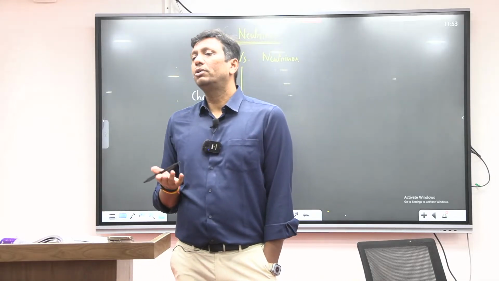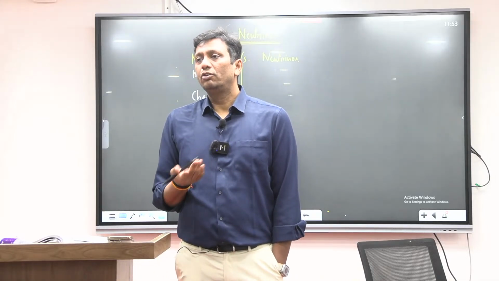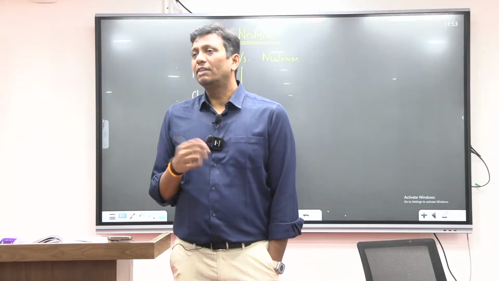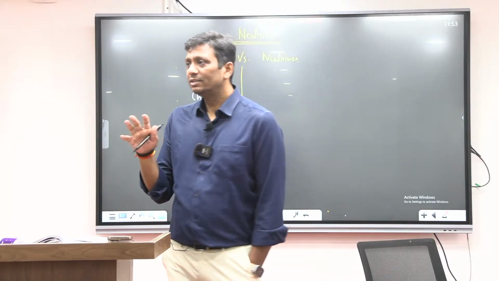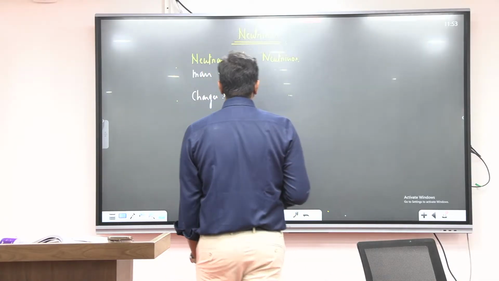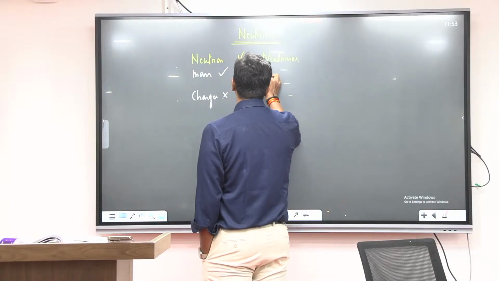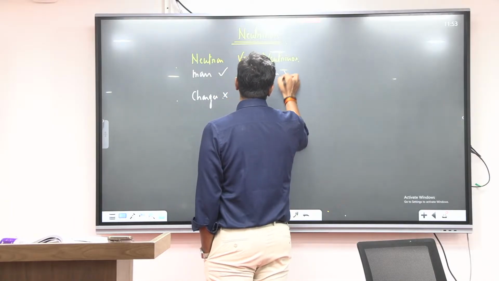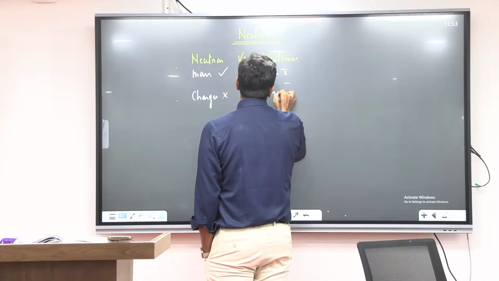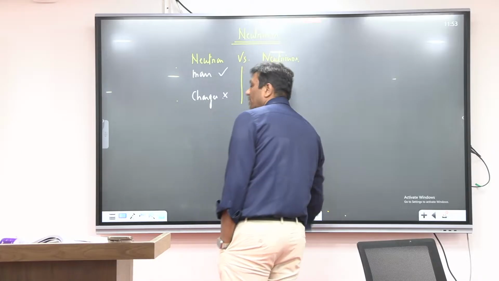Yes, sir, I know very well. Proton has mass and positive charge. Electron has mass and negative charge. Neutron has mass, no charge. But what about neutrinos? Actually, neutrinos in the beginning were described as fundamental particles which are massless and chargeless.